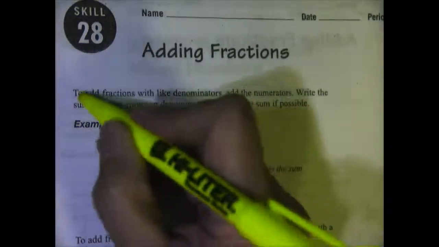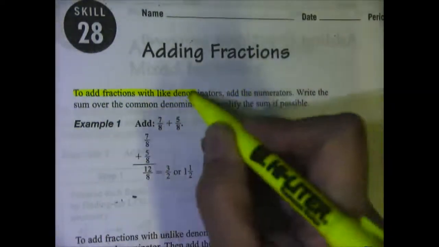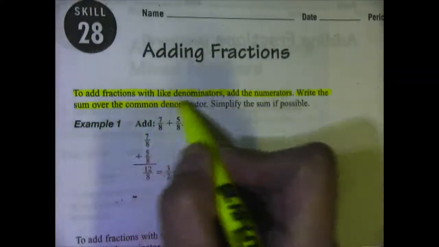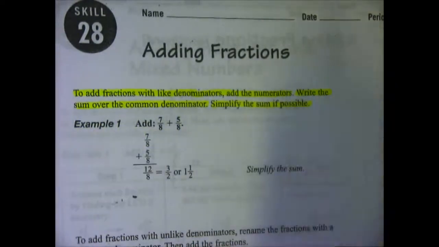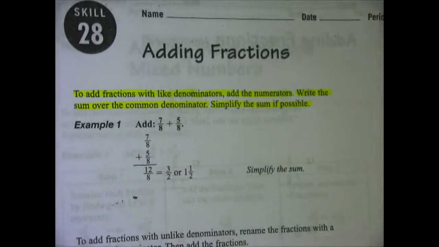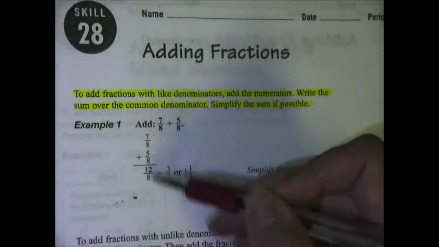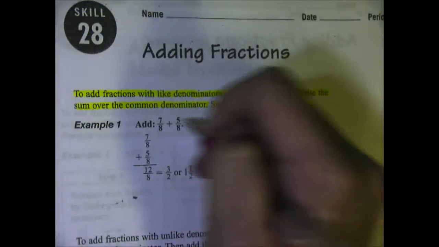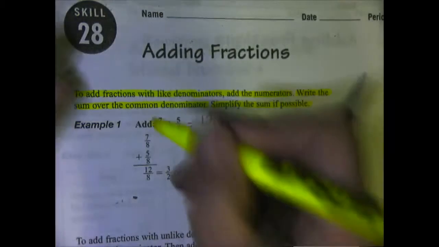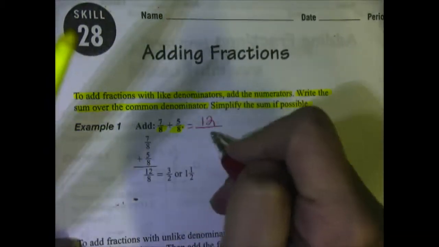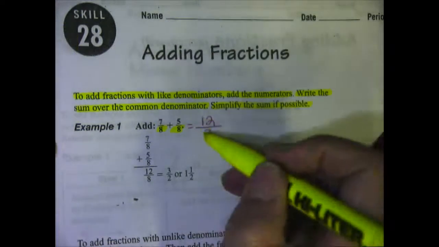So in order to add fractions with like denominators, you're going to add the numerators and then write the sum over the common denominator and simplify if possible. So in the example, 7/8 plus 5/8, I prefer to add horizontally. These are adding vertically. I prefer to say 7 plus 5 is 12. My denominators were already common, and they were 8, and so my denominator stays the same.